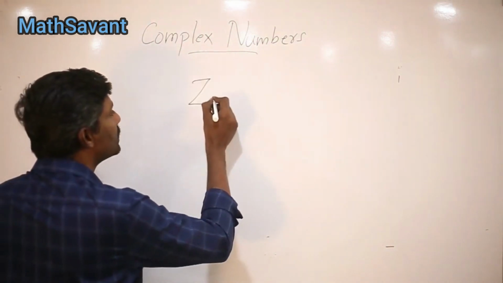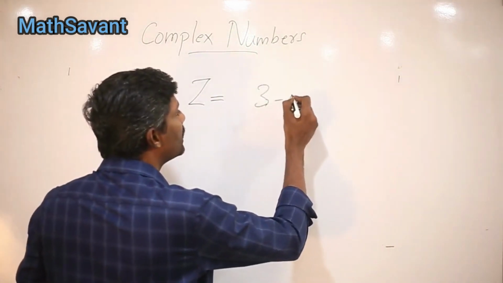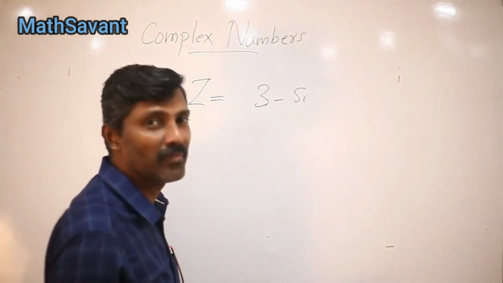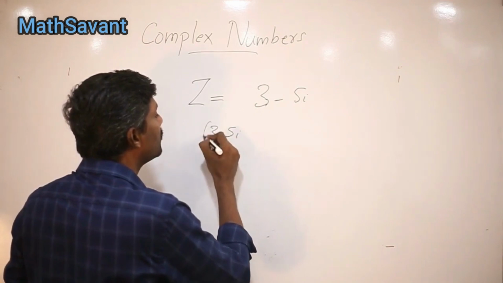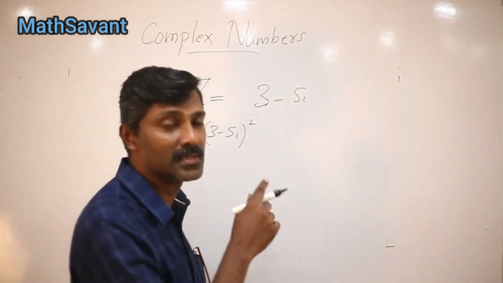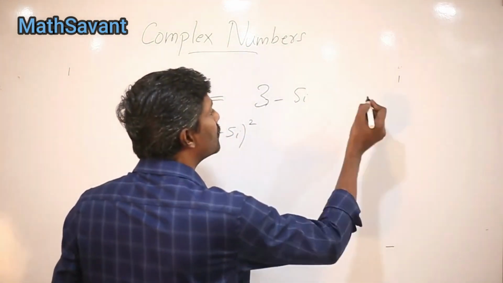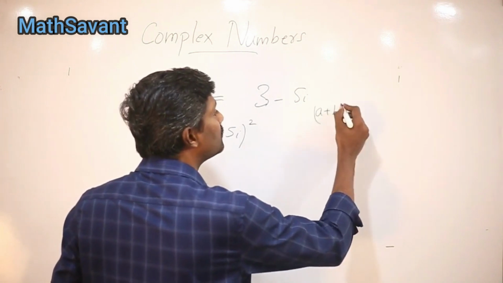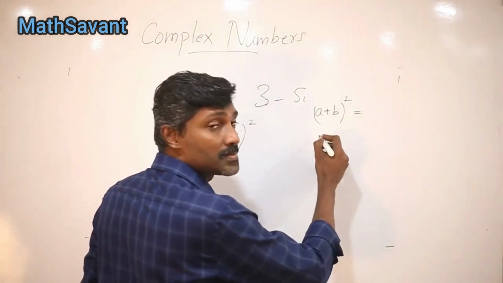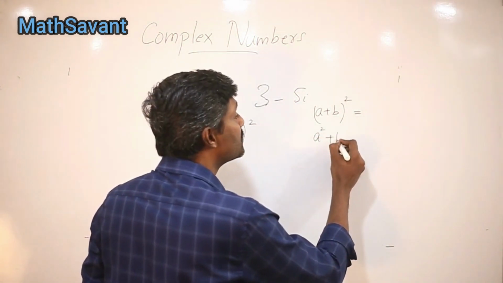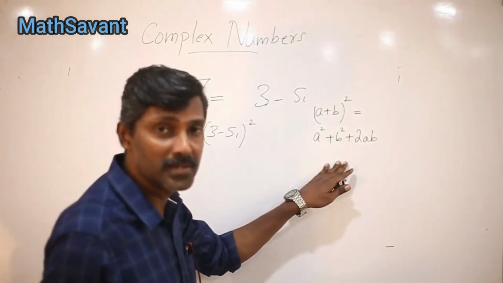So let's go back to what we have learned earlier, and we'll try one more problem, okay? Suppose you have a complex number, say z is equal to 3 minus 5i, and you are asked to find out the value of 3 minus 5i the whole square, and you have to express this in the form a plus ib, okay? We all know the value of a plus b the whole square, right? What is a plus b the whole square? This identity, everyone knows that. A plus b the whole square is a square plus b square plus 2ab. Alright?